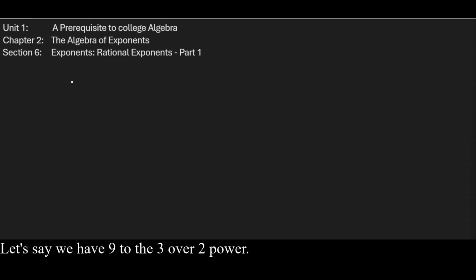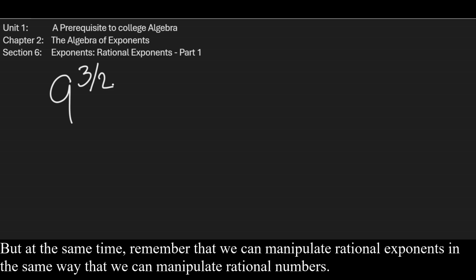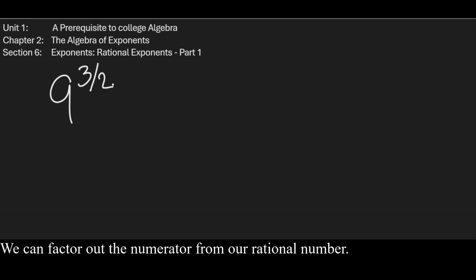Let's now extend our work with exponents to include a number greater than 1 in our numerator. Say we have 9 to the 3/2 power. The easiest thing to do is to remember that we are working with exponents, and remember to treat the rational number exactly like an exponent. But at the same time, remember that we can manipulate rational exponents in the same way that we can manipulate rational numbers. We can factor out the numerator from our rational number.